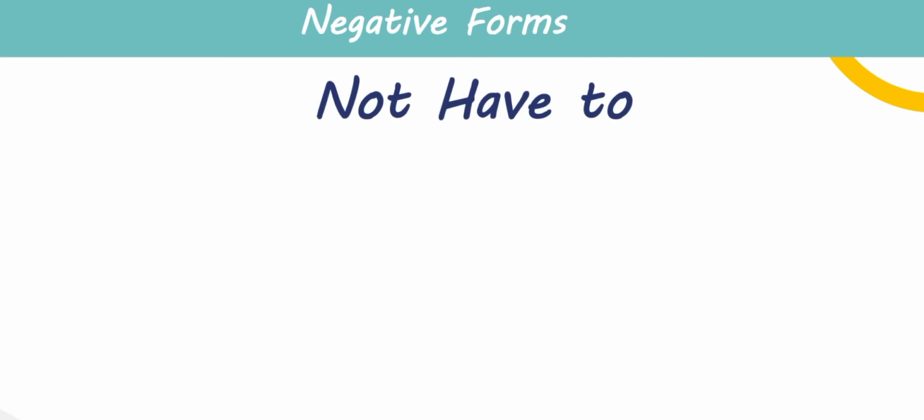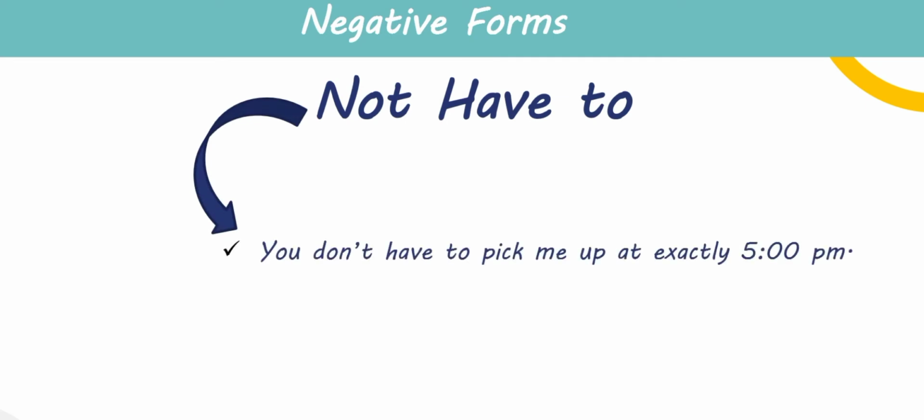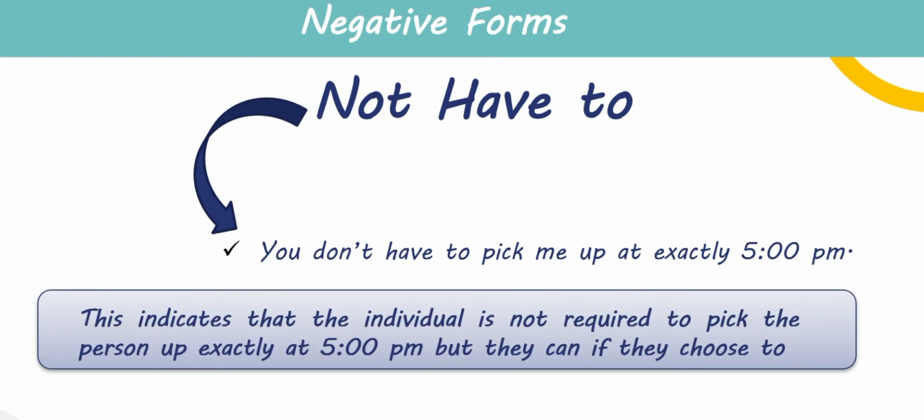But not have to isn't quite as strong or limiting. For example, you don't have to pick me up exactly at 5 p.m. This indicates that the individual is not required to pick the person up exactly at 5 p.m. but they can if they choose to.